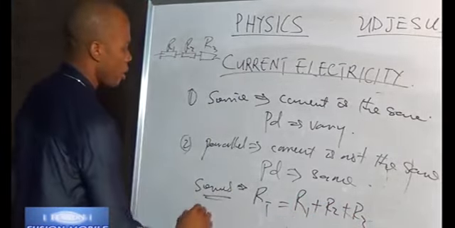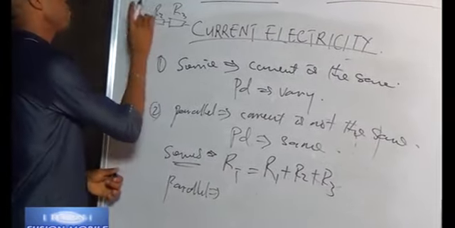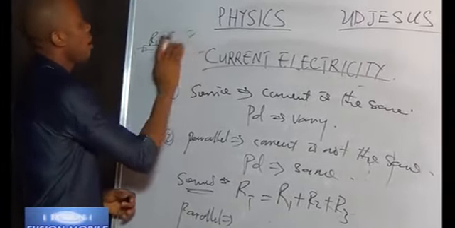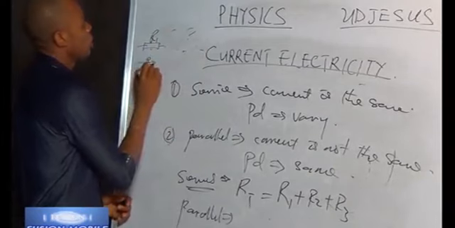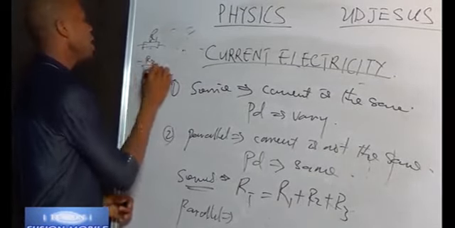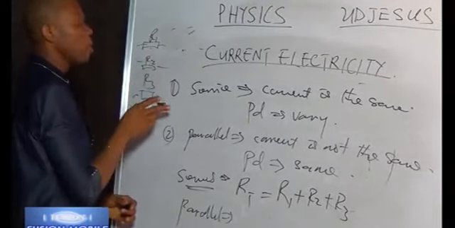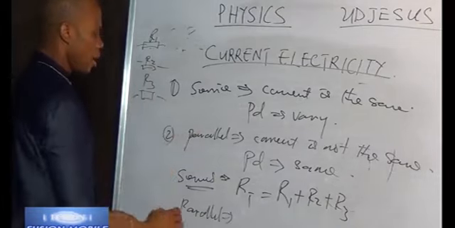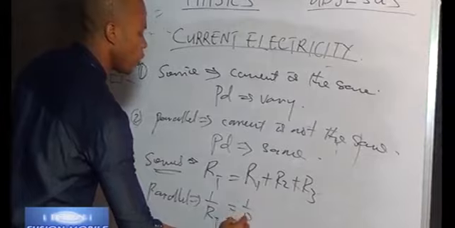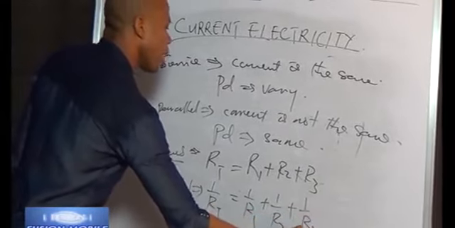But for parallel, it's not the same. For parallel, if I have my parallel arrangement in this form, where we'll have R1, R2, R3, such that the PD across them is the same, but the current passing through them vary, we can say that in parallel, 1 over R total is equal to 1 over R1 plus 1 over R2 plus 1 over R3.